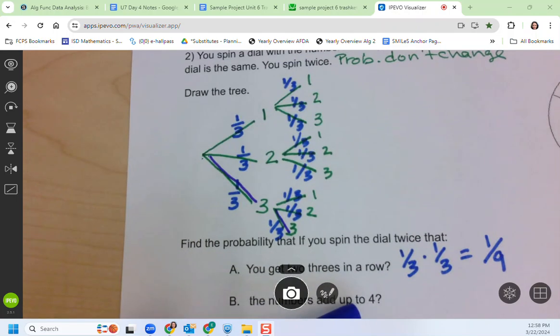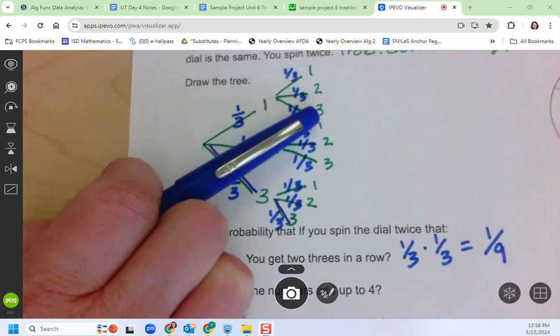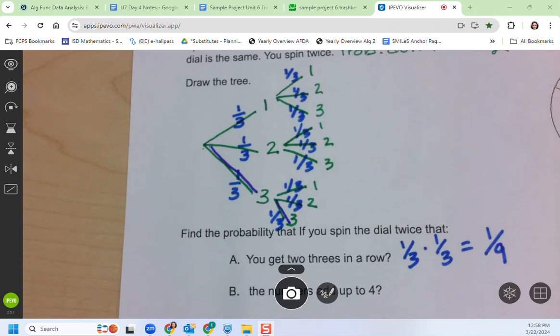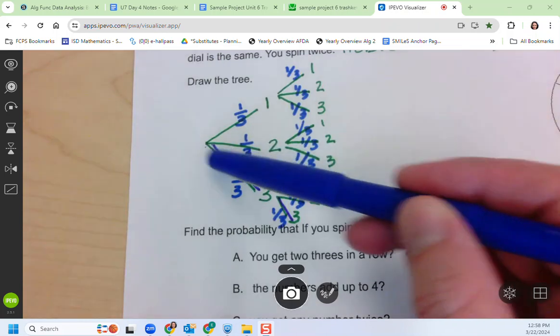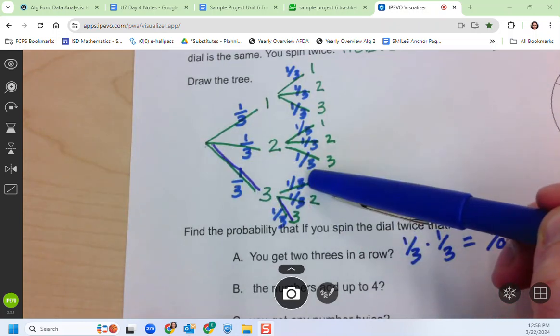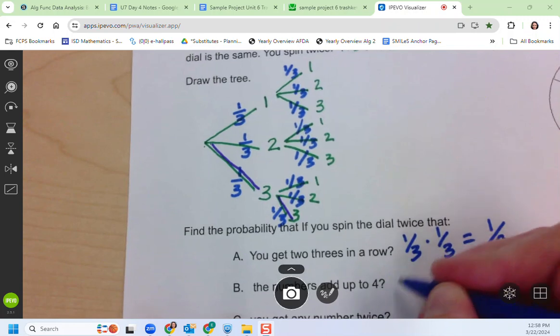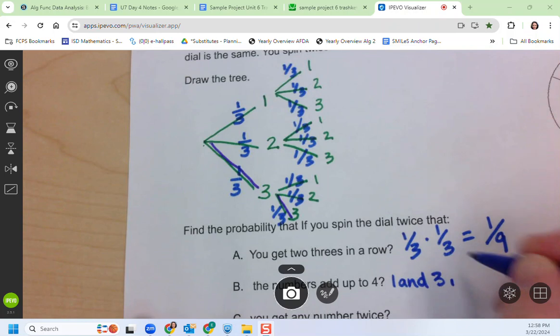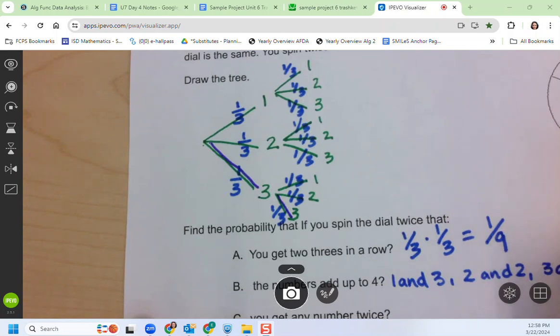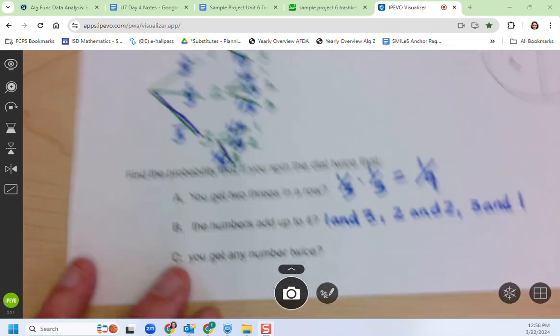The two numbers have to add up to 4. So it could be 1 and 3, or it could be what? 2 and what makes 4? 2, good. 2 and 2. So it could be 1 and 3, it could be 2 and 2, or it could be 3 and 1. Okay? So I'm going to write that as a note. Could be 1 and 3. Could be 2 and 2. Or it could be 3 and 1. So there's 3 ways to do that.